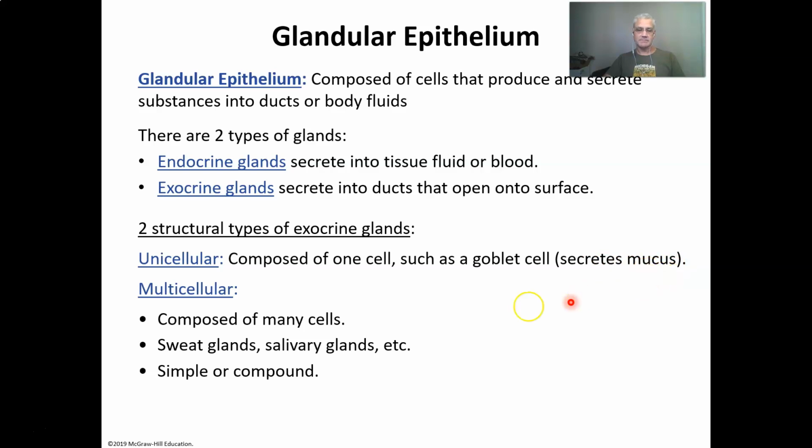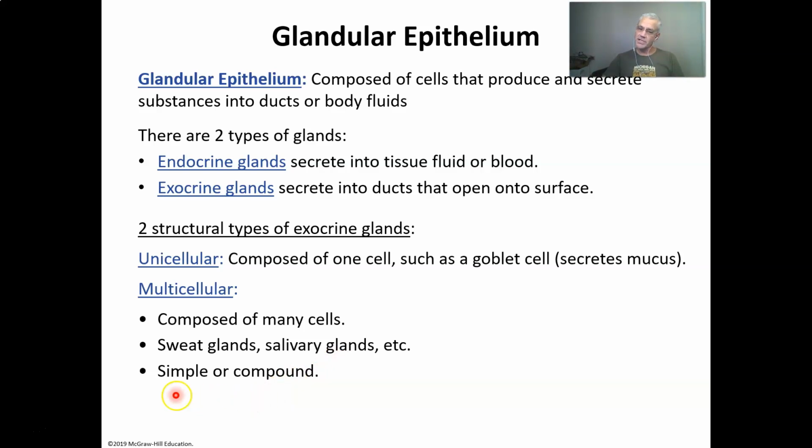So they secrete mucus. Most exocrine glands are going to be multicellular. It means you're going to have lots of cells, right? Many, many cells. Classic examples are sweat glands and salivary glands. These are classic exocrine glands that produce some product, and they put that product into a duct. And that duct takes the product to wherever it's going to go.